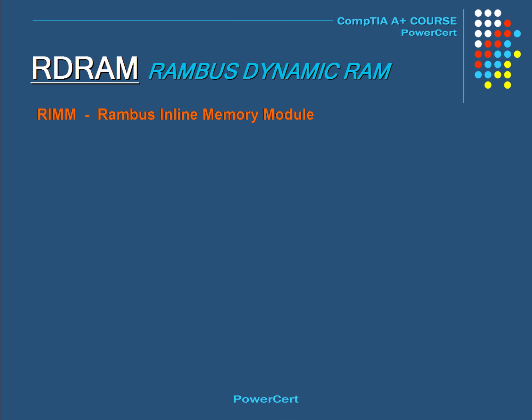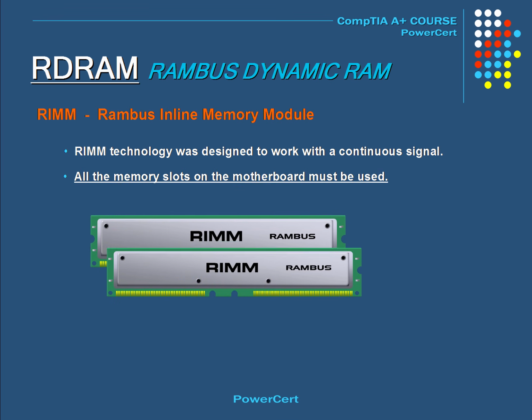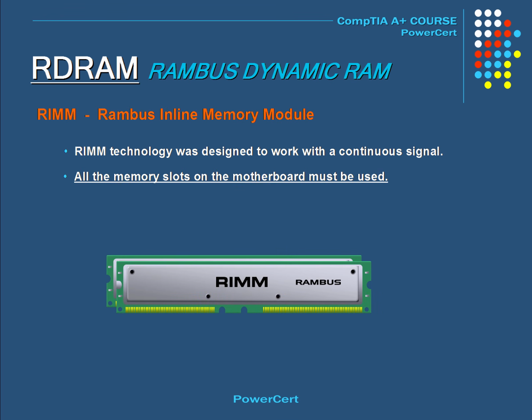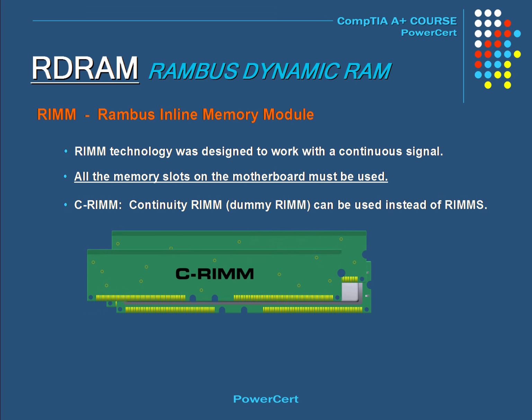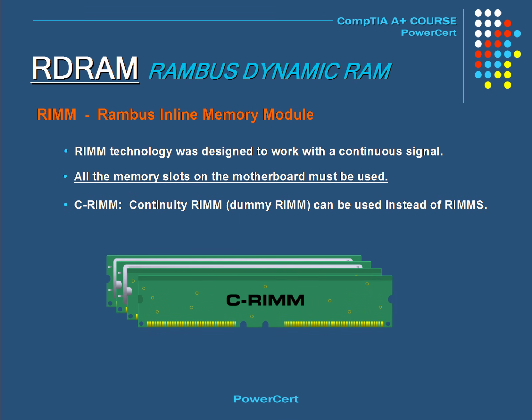RIMM technology was designed to work with a continuous signal, which means that all the other memory slots on the motherboard must be used for RIMMs to work properly. And if other RIMMs are not available, then a user can install a CRIMM, or continuity RIMM, which is basically a dummy RIMM to ensure continuity in all the memory slots.